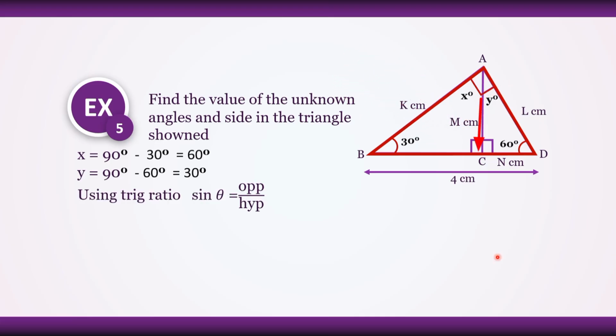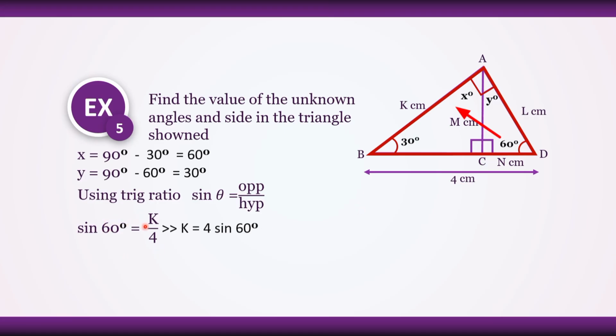So I'm choosing 60 degrees. Now choosing 60 degrees, sine theta will be what? Opposite over hypotenuse, and my opposite is k over hypotenuse is 4. So we have sine 60 degrees will be what?